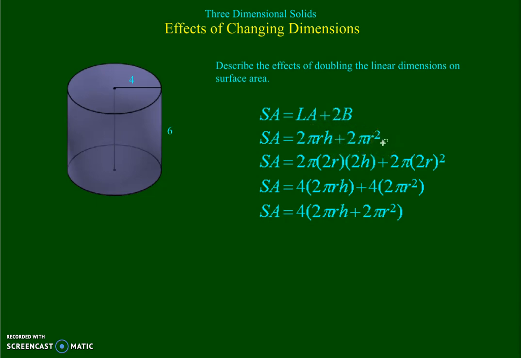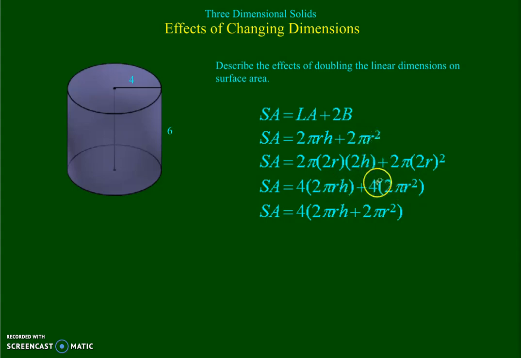Now, if we double each linear dimension, that becomes 2 pi times 2r times 2h. So we've doubled the r and we've doubled the h, plus 2 pi times 2r, and that quantity is squared. What that works out to is we take these 2 times 2, pull that 4 out front, and we have 4 times 2 pi rh. That's what we have on this side if we pull out this 2 times 2. On this side, 2 squared is 4, and r squared is just our original r squared from this equation.